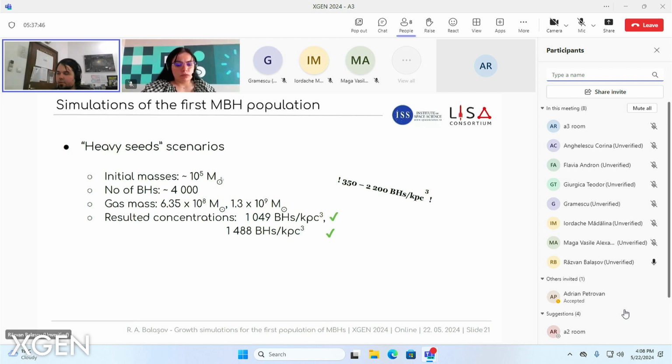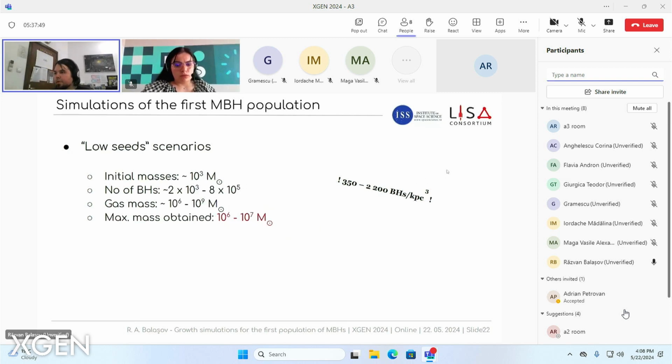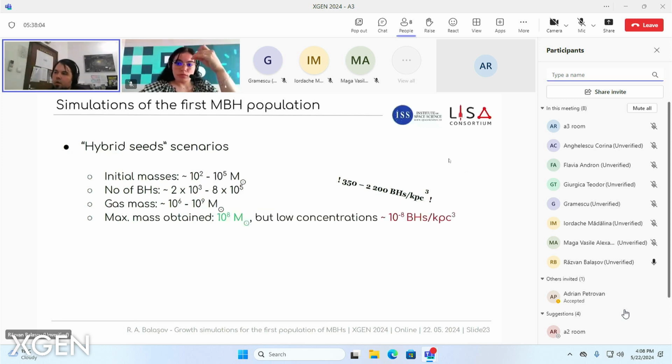So for the heavy seeds, that's pretty easy because they're already a little bit bigger. But for the lower seeds, that's 10^2, 10^3 solar masses, that's very hard. I couldn't even grow them to 10^8 solar masses, which was the first condition before verifying the concentration. And then I also used the hybrid scenario where I have low seeds and bigger masses, heavier seeds. I could obtain black holes with 10^8 solar masses, but their concentrations were way too low compared to the interval that I was searching for. So 10^-something black holes per kiloparsec cubed, compared to a few hundred to a couple of thousands.